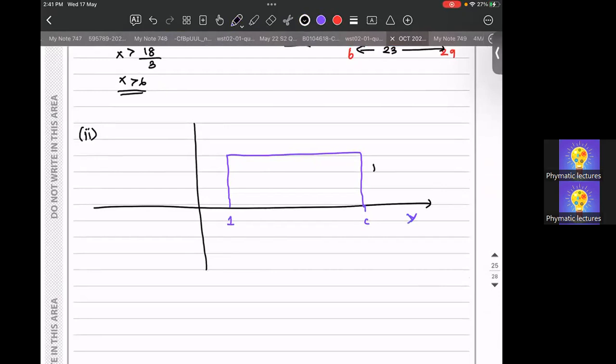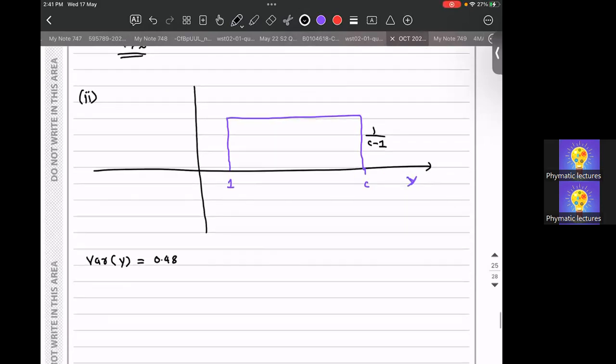What about this height? It is 1 by b minus a, so 1 by c minus 1 is the height. Yes. Here in our question, it is given that variance of y is 0.48. So what is the equation for variance? It is b minus a whole square divided by 12. That is a formula. Here, what is b? B is c, and the starting point a is 1. So c minus 1 whole square divided by 12 is variance of y, and that itself is given as 0.48.